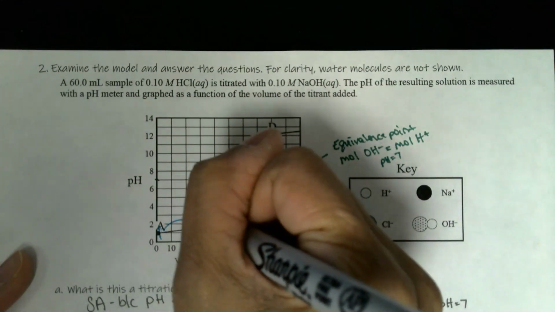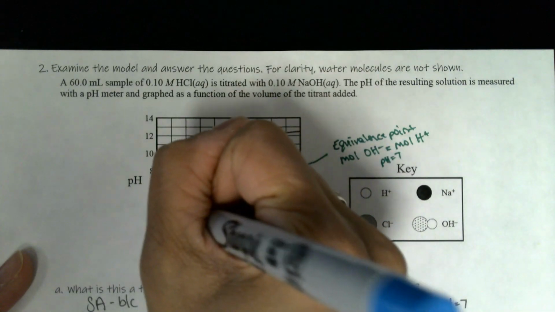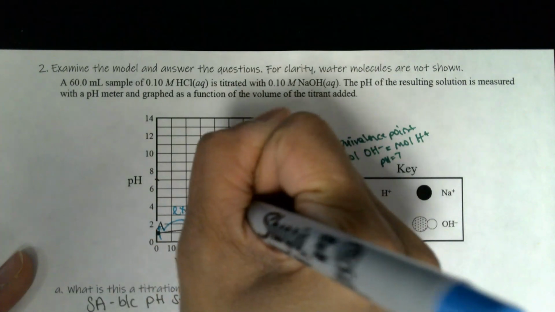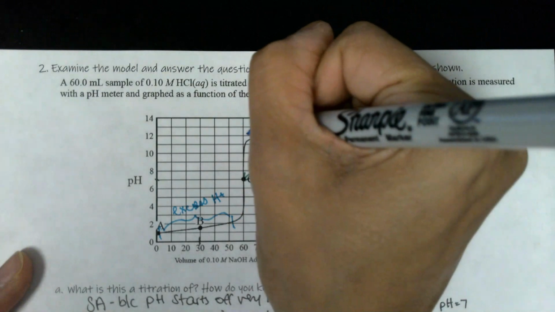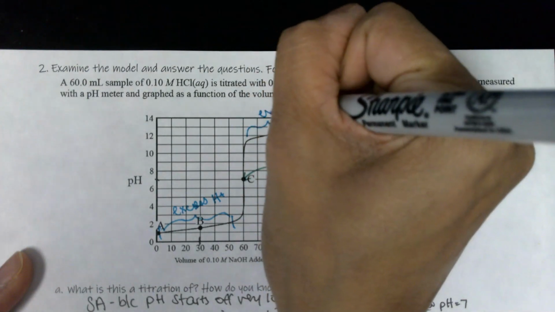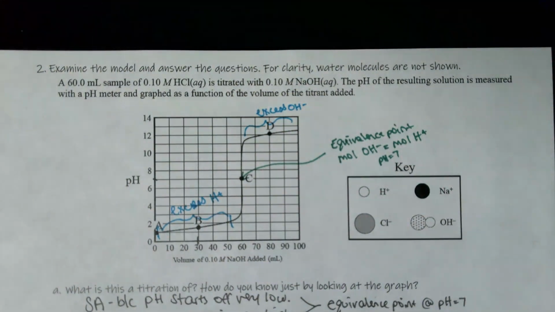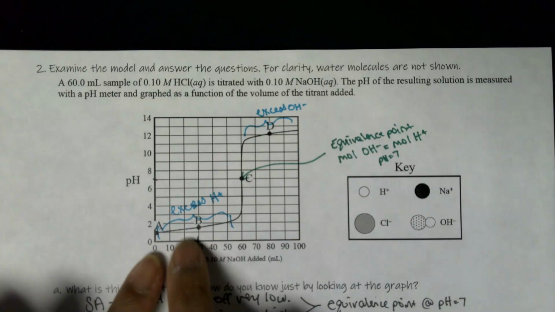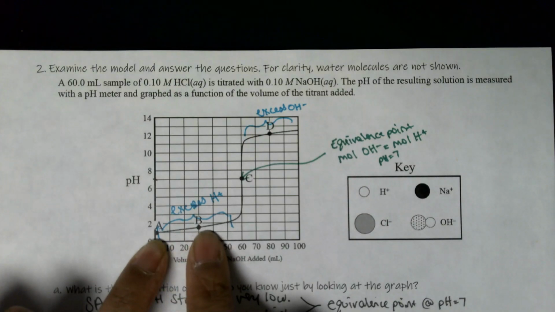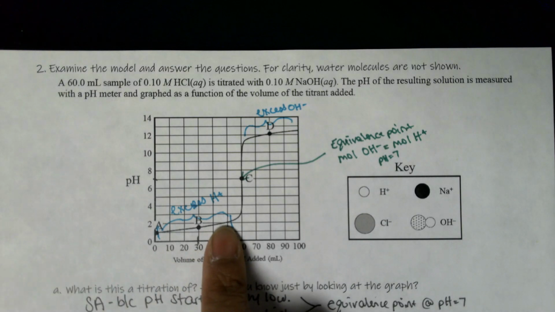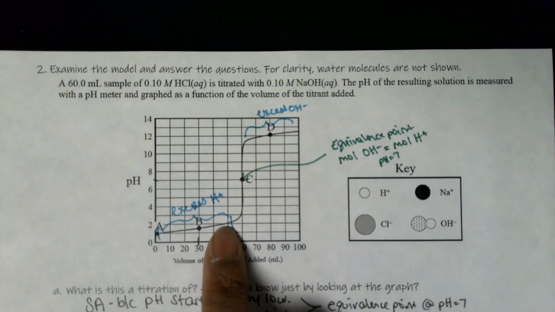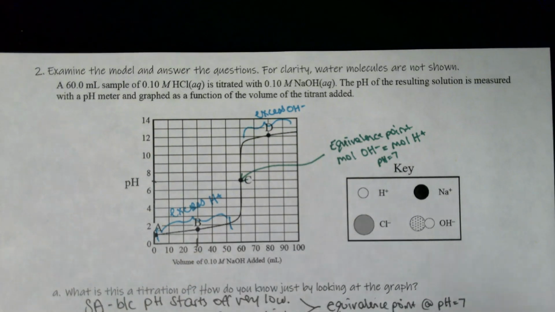we have excess H plus, and over here, we have excess OH minus. So that's telling us a little bit more about our graph. As we're adding NaOH, it's changing slightly, but not too much. So it's essentially buffering the solution here. I think that's all I need to show you about with this one.